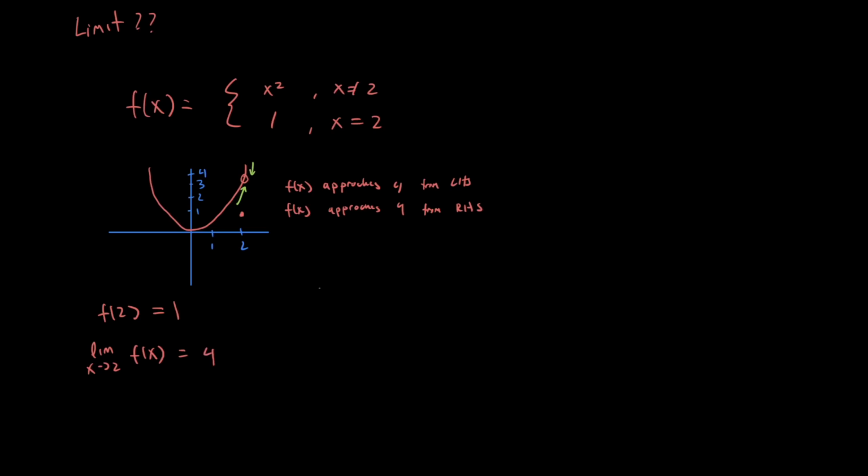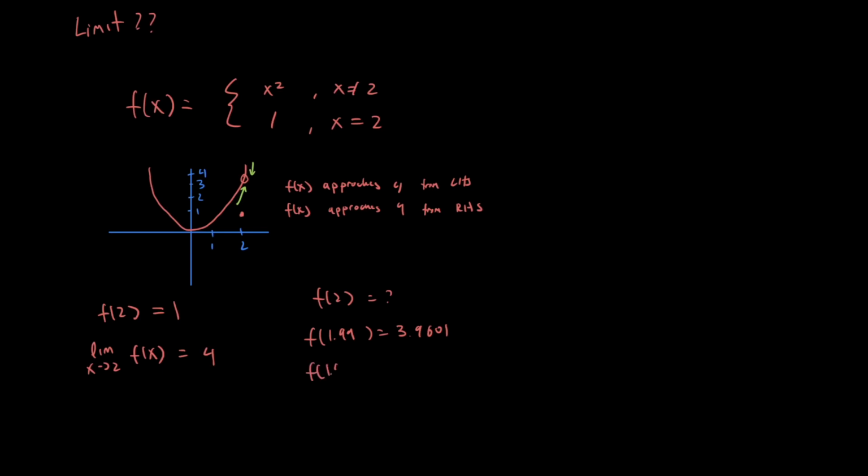And we can kind of do this with the calculator as well, right? So instead of asking what is f at 2, we say, hey, what if I substitute numbers that are really, really close to 2, but not exactly at 2? What does my function approach? So I'm going to use my calculator. I suggest you use your calculator as well. Let's say I had f of 1.99. This would equal 3.9601.